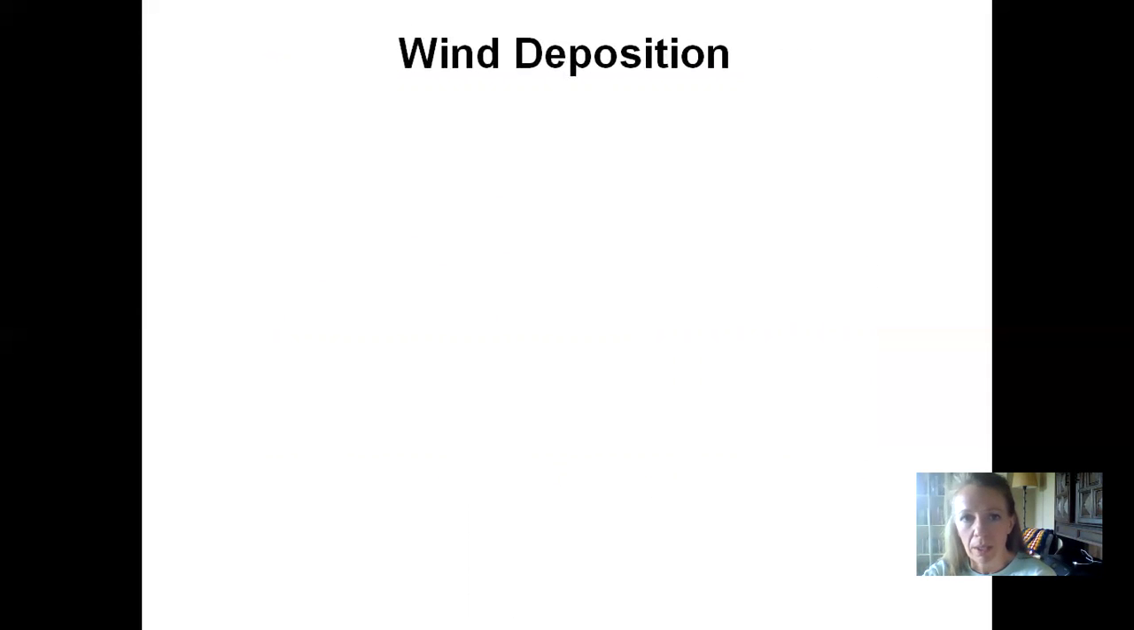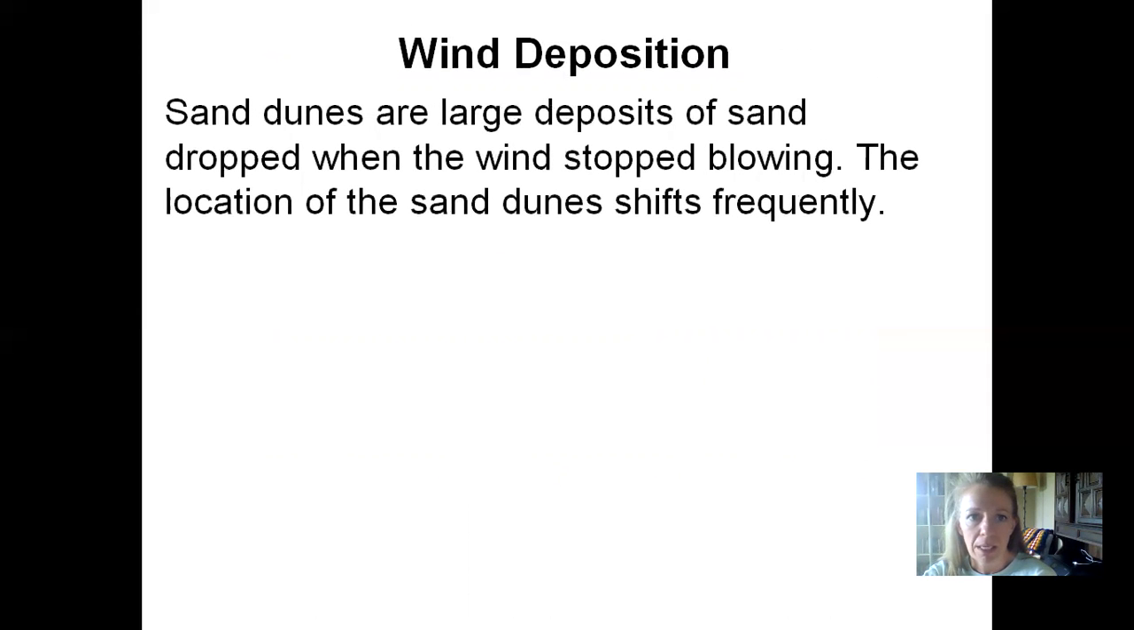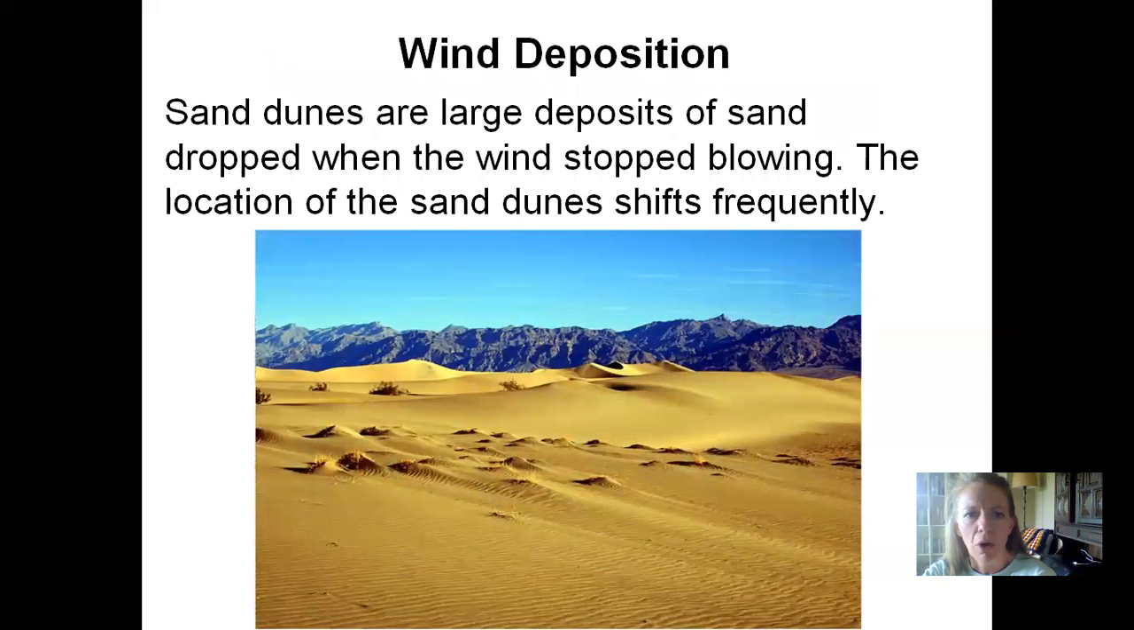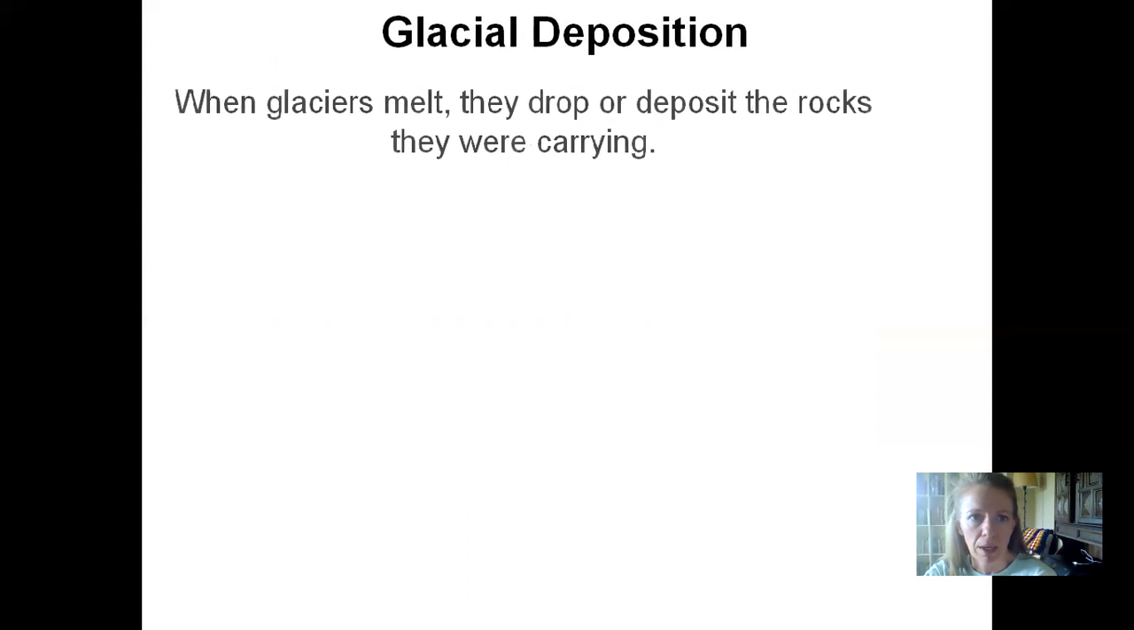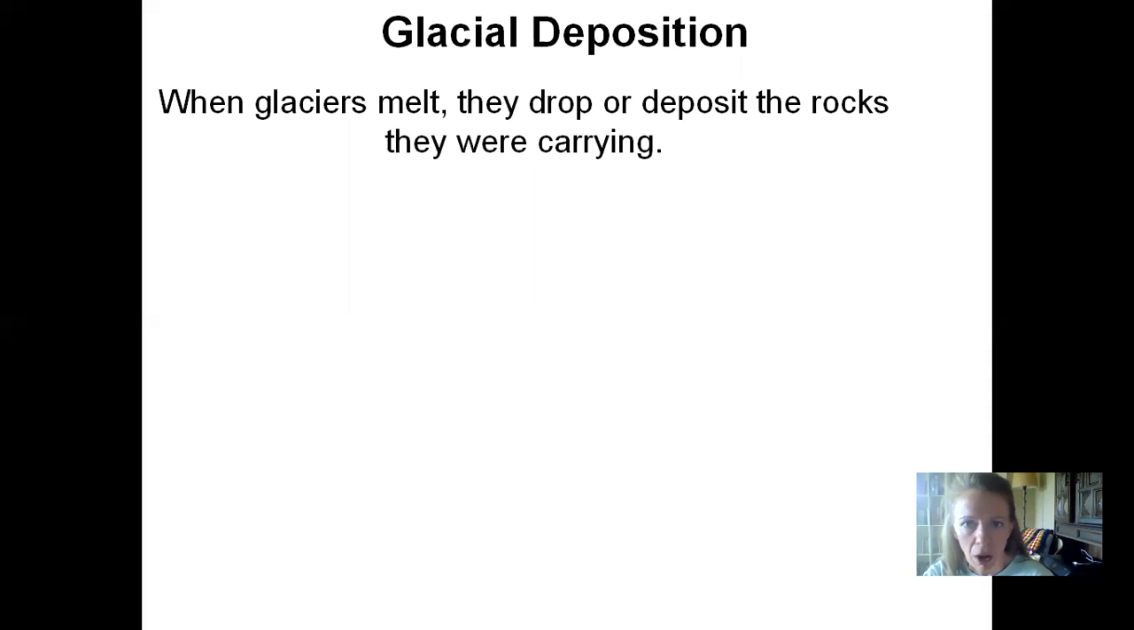Wind deposition. Wind can also carry things. Sand dunes, like the one we just saw with the example of the playground. That's not a sand dune, that was a dust storm, sorry. Sand dunes are large deposits of sand dropped when the wind stopped blowing. The location of the sand dunes shifts frequently. Glacial deposition, we talked about already. When glaciers melt, they drop or deposit the rocks they were carrying.